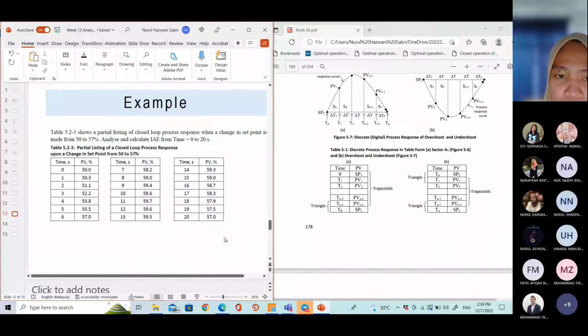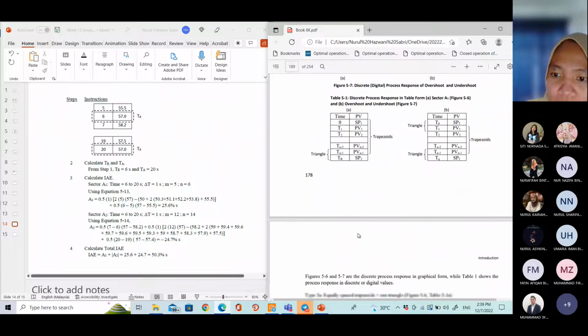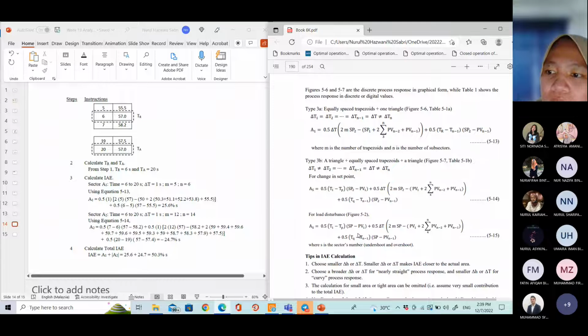Okay. So next. Referring to this equation 5.14, T1 is the first after TP, which is 7, 7 minus 6. So set point number 2, you know is 57, your PV1 would be what? What is your PV1?